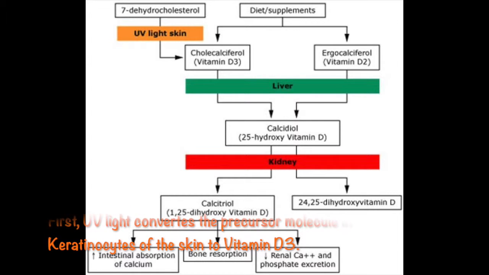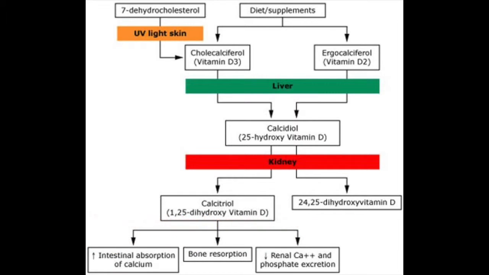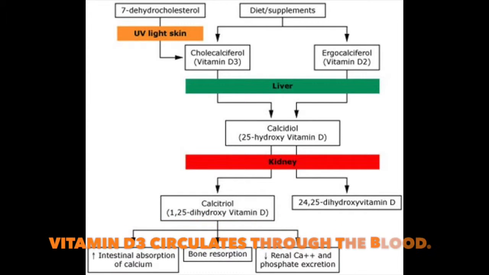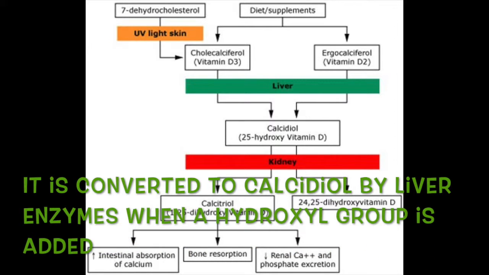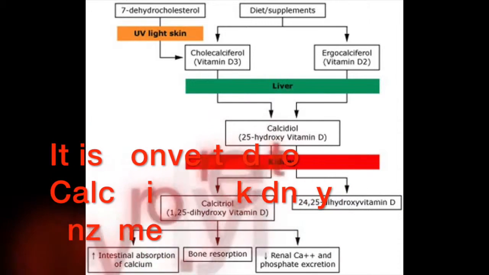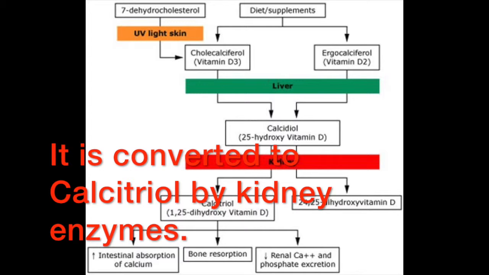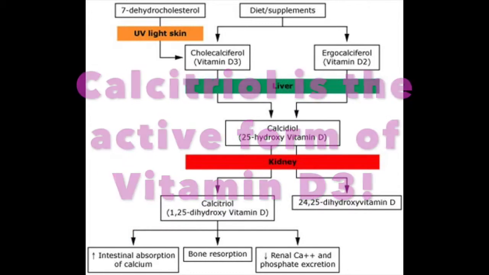First, ultraviolet light converts the precursor molecule in keratinocytes of the skin to vitamin D3, which is released into the blood. Vitamin D3 circulates through the blood. As it passes through the blood vessels of the liver, it is converted to calcidiol by liver enzymes when a hydroxyl group is added. Calcidiol circulates in the blood. As it passes through the blood vessels of the kidney, it is converted to calcitriol by the kidney enzymes. Calcitriol is the active form of vitamin D3.